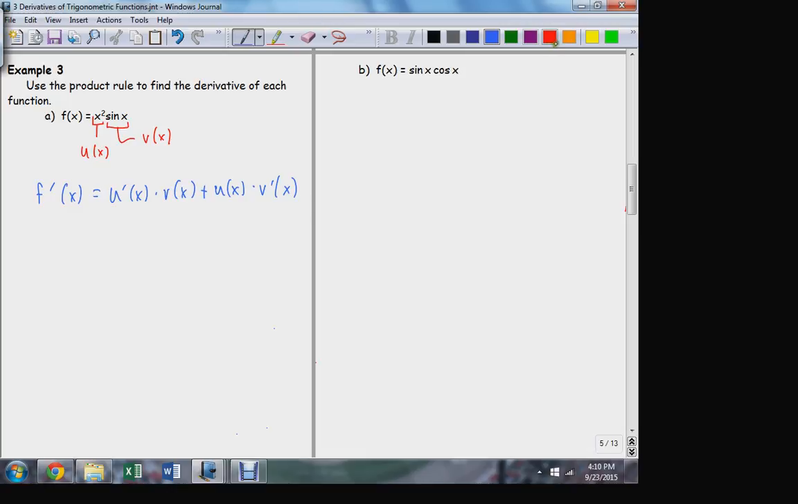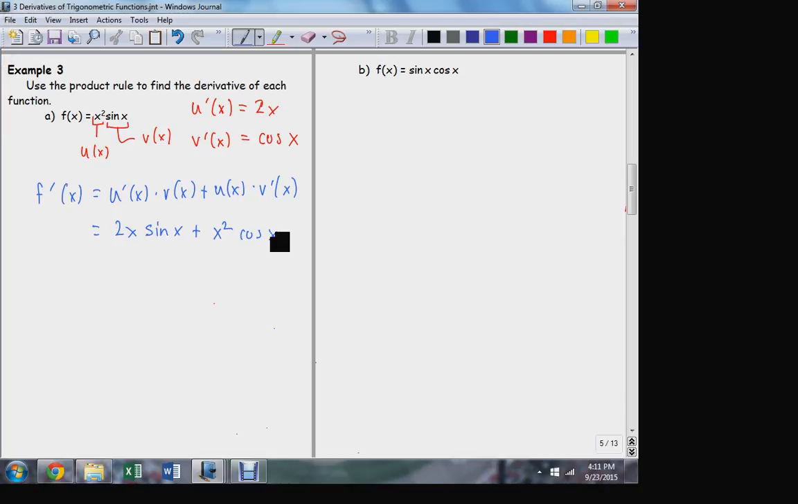Okay, so I guess I will need that now. What is the derivative of the function u, x squared? And what is the derivative of the function v? There you go. Now, I'm just going to plug things in. u prime, 2x, and the function v, sine x. And then, plus the function u, x squared, and the derivative of v, cosine x. There, that's it.